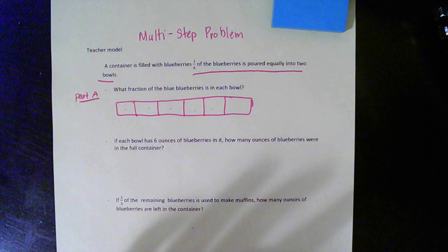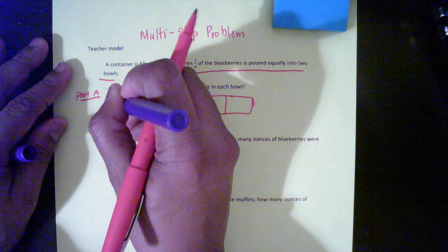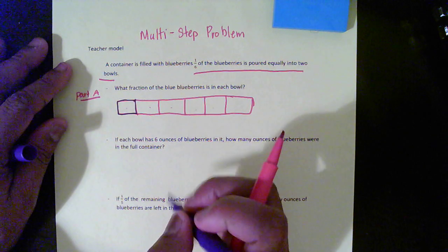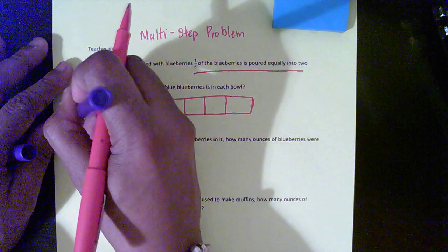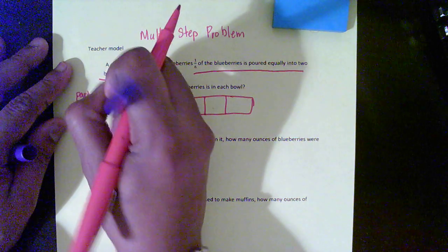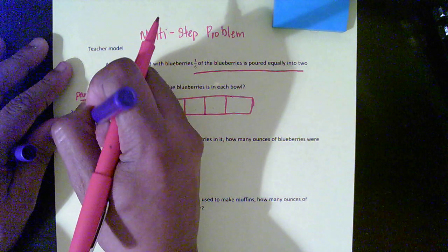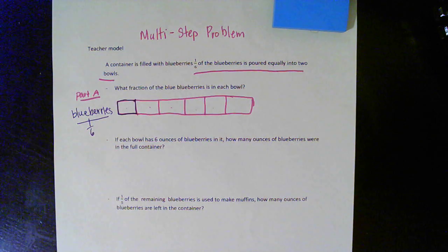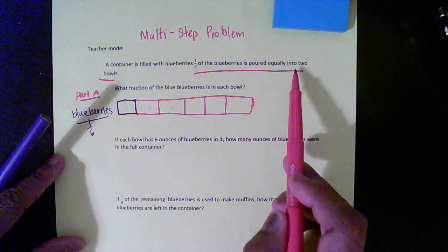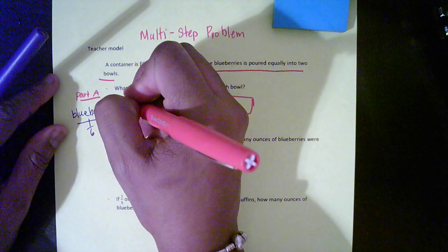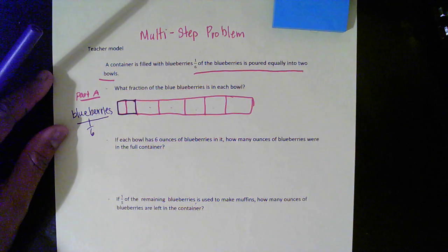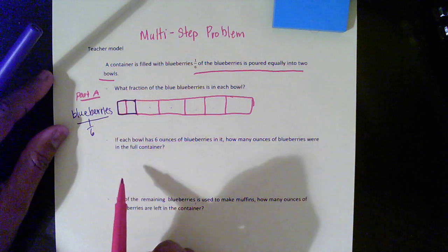But we are only worried about this 1/6, right? Because they're saying 1/6 of the blueberries. So I'm going to just label this blueberries, okay? 1/6. So now this 1/6, it says it's poured equally into 2 bowls. So here's the 1/6, and I'm going to draw the 2 bowls. Do you see that? Bowl 1, bowl 2.